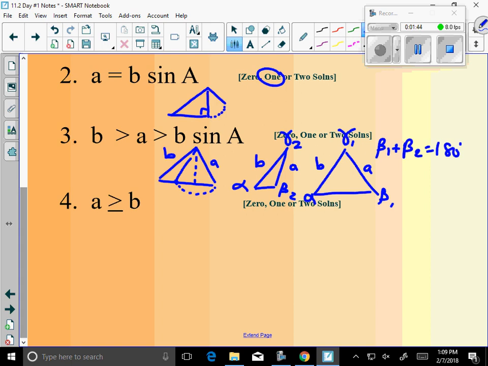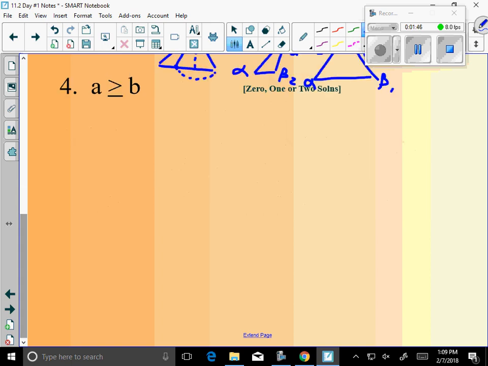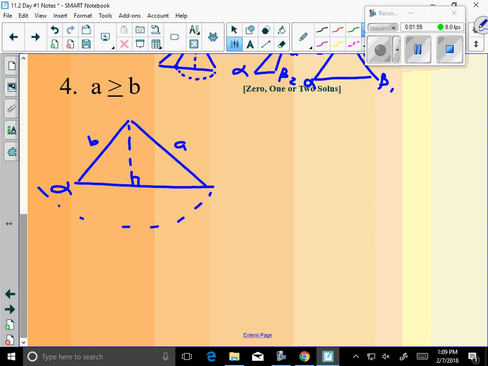What if A is greater than or equal to B? How many triangles? Then there's 1. So if this is B, this is alpha, here's A. If A is greater than the height and greater than B, we'll have 1 triangle, because if we tried to swing that over here, we wouldn't have another triangle. So there's 1 triangle there.